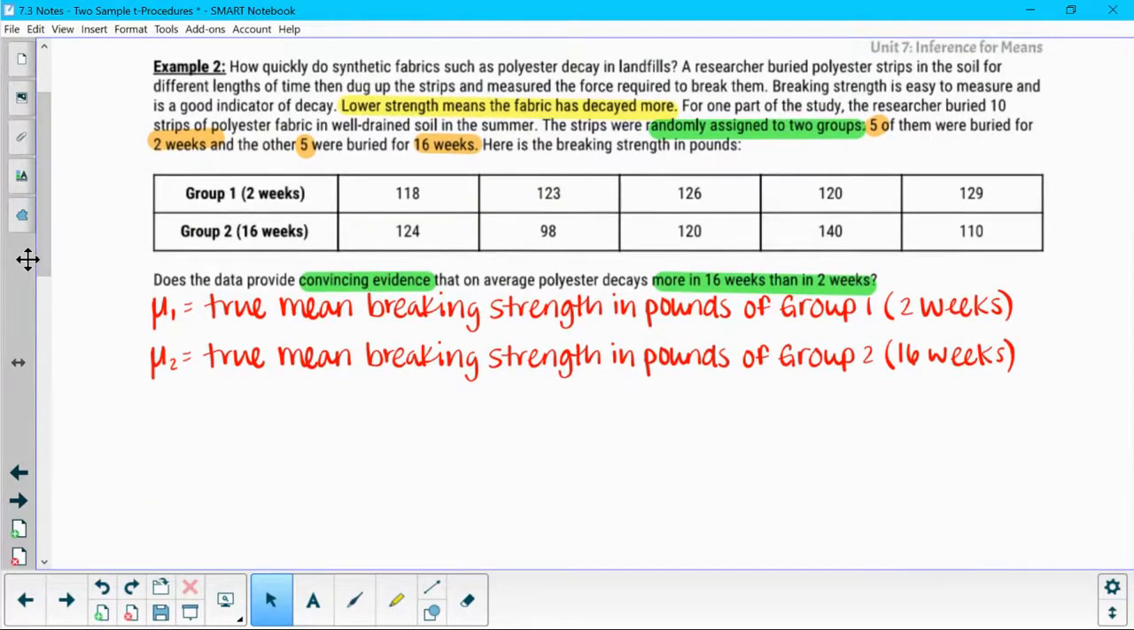Now, the hypotheses you have to be very careful with. The null is pretty easy. It's always going to be that they're equal to each other. And now the alternative is where I can see some students getting caught up. Remember that a lower strength means the fabric has decayed more. So I want my group 1 to have a stronger number because we think that they're decaying more in 16 weeks. So I'm going to say mu1 is greater than mu2.